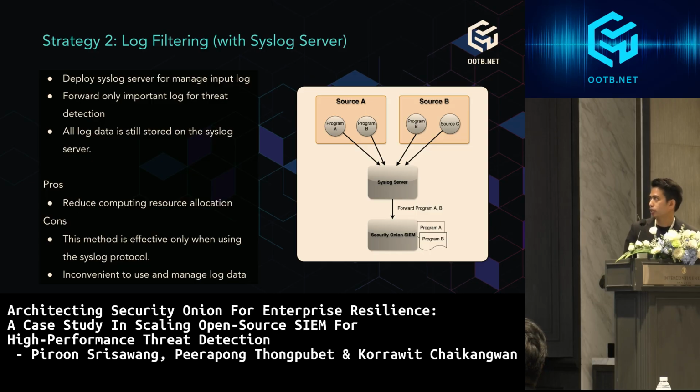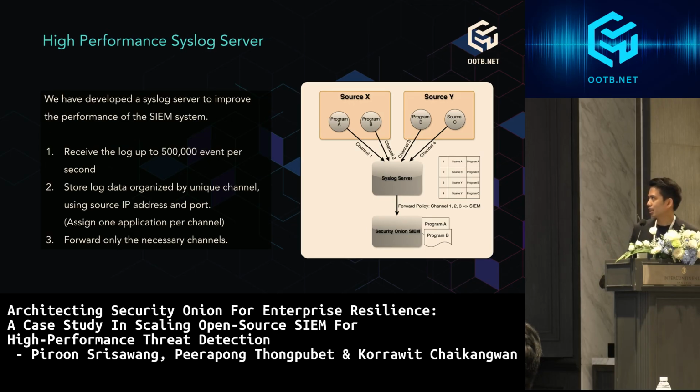Okay, the second strategy is log filtering. We present a syslog server that filters your logs centrally, then sends only the important logs to the SIEM that you want to use to detect threats in real time. The advantage of this method is that it reduces computing power. But the syslog server only supports the syslog protocol, so it's effective only when you're using the syslog protocol.